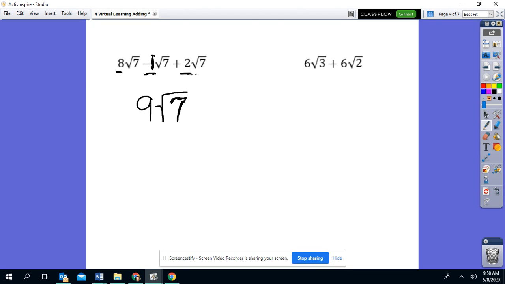Okay, our next one. Now we've got a square root of 3 and a square root of 2. We do not have like radicands. So anytime you don't have like radicands, you cannot combine them. So if you had to write your answer, it's just going to be the exact same thing. We've got 6 times the square root of 3 plus 6 times the square root of 2. You cannot simplify that anymore. Okay? All right, we're going to stop this video and move on to some harder problems in the next video.